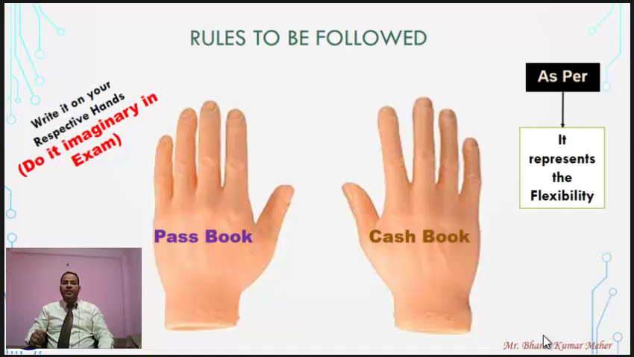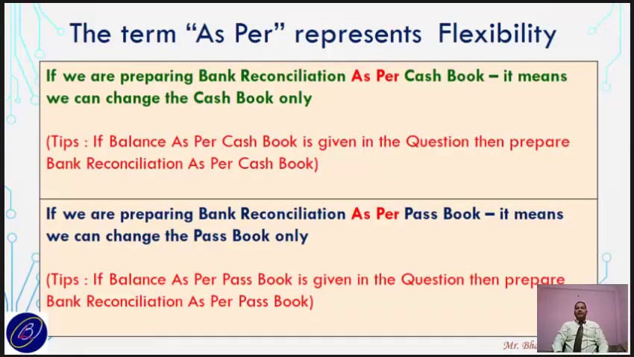In the same manner, if you are preparing the bank reconciliation statement as per passbook, you can change only the passbook balance. Fine. So wherever the term "as per" is added, it represents the flexibility, that is, which balance you should change to make it equal. Clear? In the next slide, I have also mentioned it clearly that the term "as per" represents the flexibility.